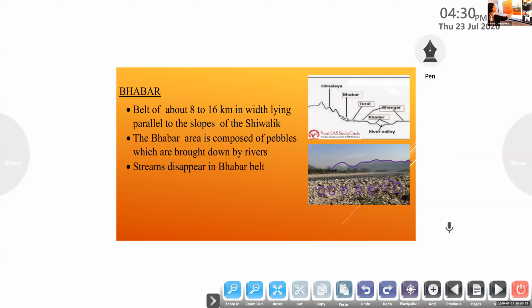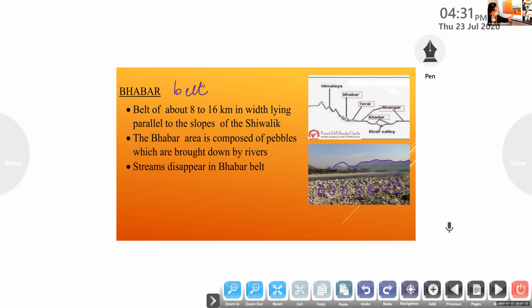When the rivers flow down from the Shivalik mountains, they deposit the pebbles over here. They flow down the slopes of the mountains and deposit pebbles. Clear? Then comes the point. It is a belt. This area is called the Bhabar belt.